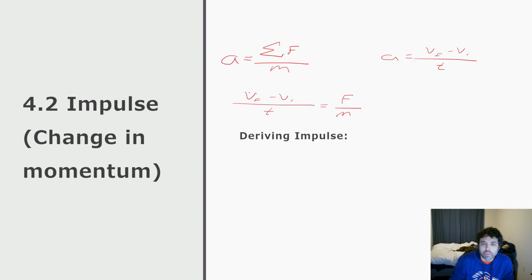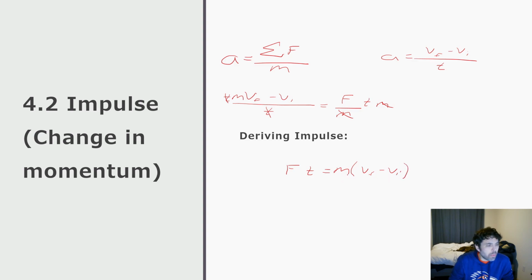I'm going to multiply M over this side and T this side, so I'm going to cross multiply. The T's will cancel on this side, and I'm going to do times M here and times M here, and these M's will cancel, and the equation ends up looking something like this. I get force times time equals the mass of an object multiplied times the velocity final minus initial.